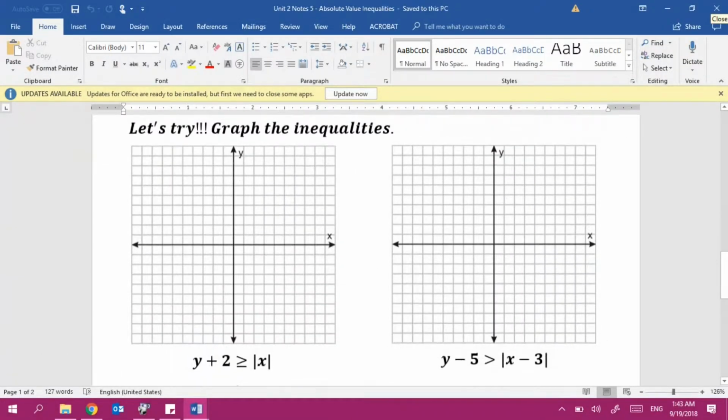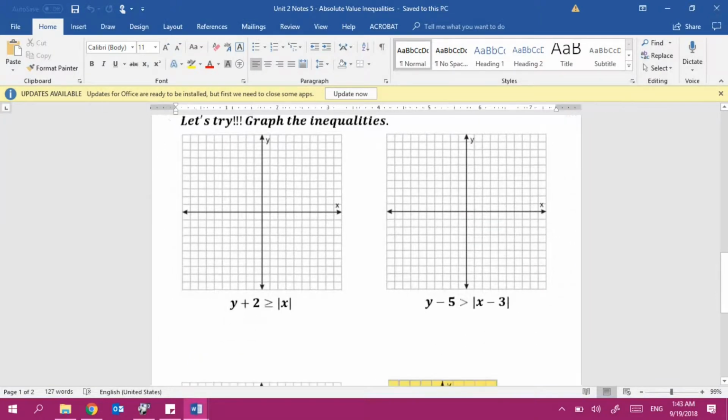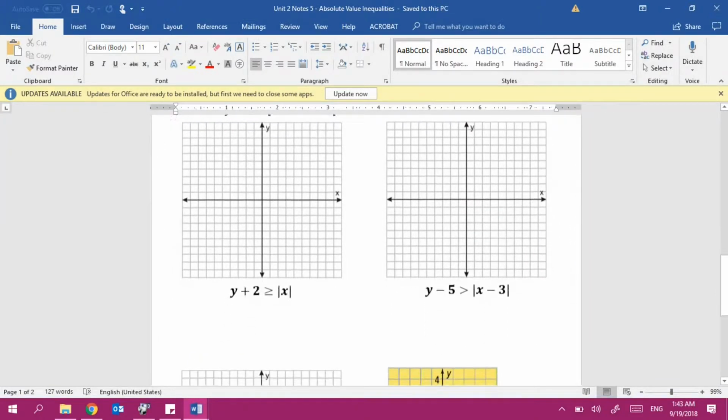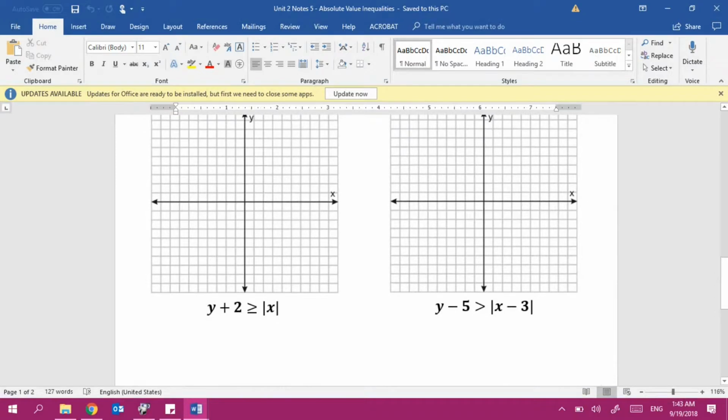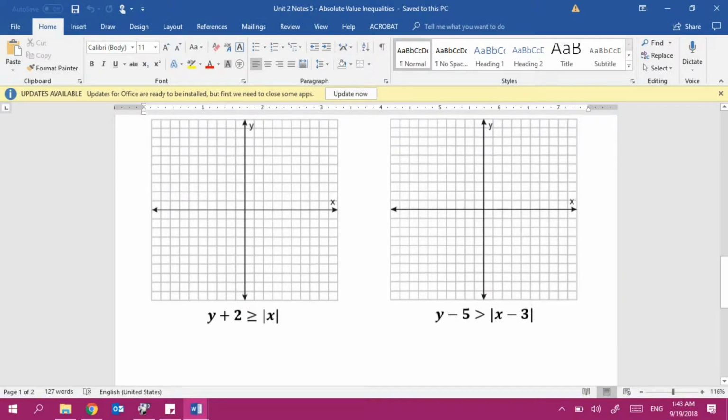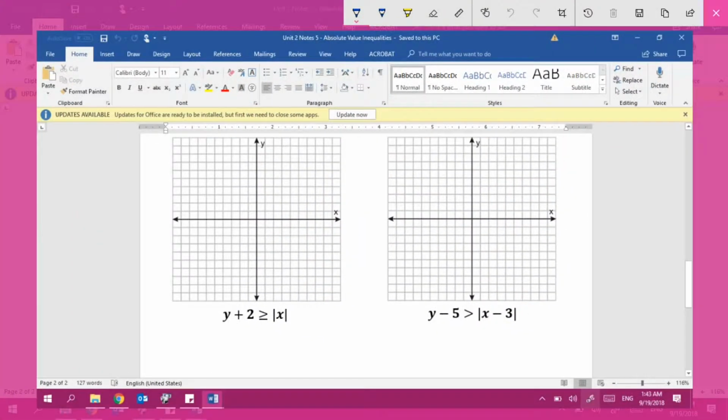All right, so let's try. We're going to graph these inequalities right here. So first off, we've got this one over here. y plus 2 is greater than or equal to the absolute value of x. Wait a second, that's really weird because normally we have y on its own. So we want to get y by itself. What do I need to do here to get y by itself?